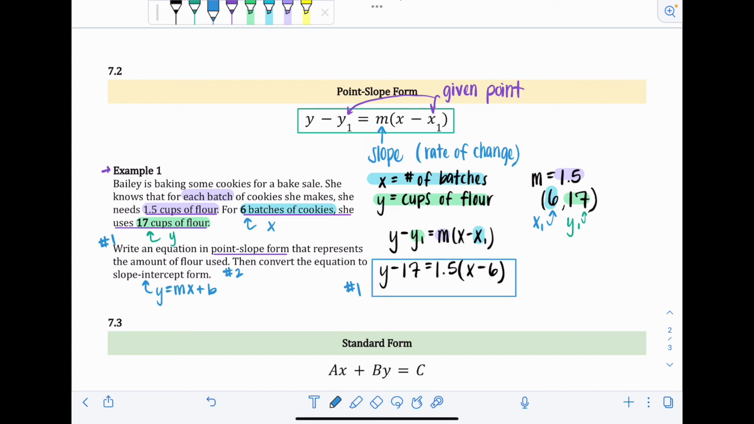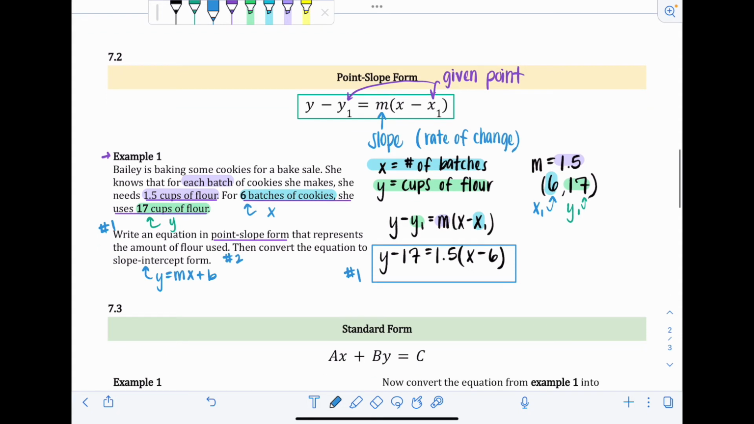And then for step 2, or the second part of the problem, it says then convert the equation to slope-intercept form. So I'm just going to rewrite that equation that we just wrote over here so I have a little bit more room to work. So y minus 17 equals 1.5 times x minus 6. And if you look at the formula for slope-intercept form, that's our y equals mx plus b. The big thing here is that y is by itself. So let's try to focus on getting y by itself. And the other side of the equation is simplified. So I think it's a little bit easier if we simplify this first, meaning that we distribute.